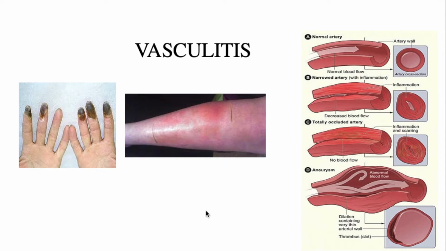I'm Dr. Deepak. Today we will discuss a very important topic from USMLE Step 1, that is vasculitis. So what is basically vasculitis? Vasculitis refers to a heterogeneous group of disorders which are characterized by the inflammatory destruction of the blood vessels.